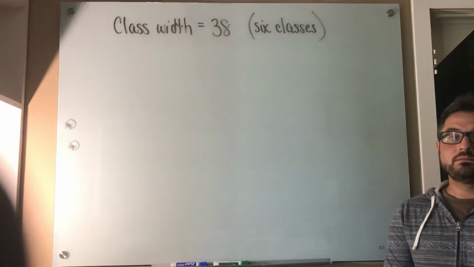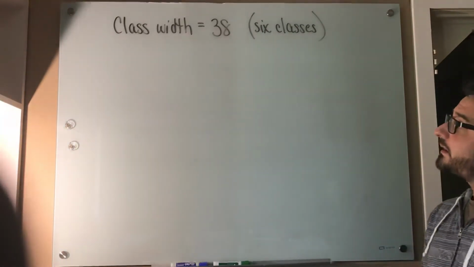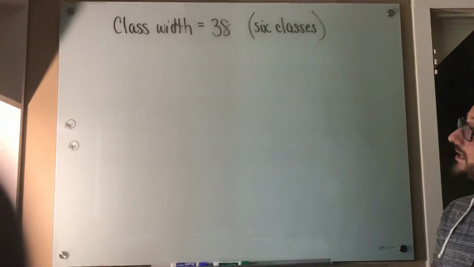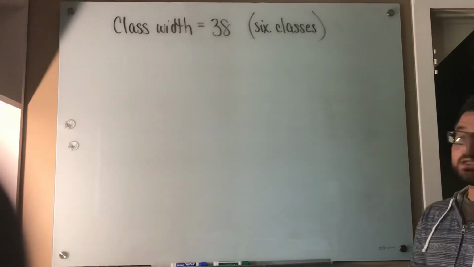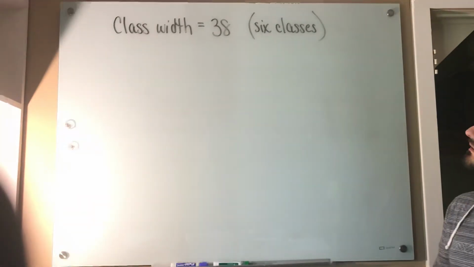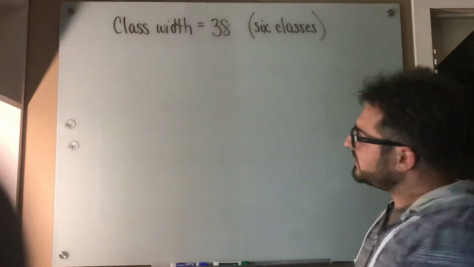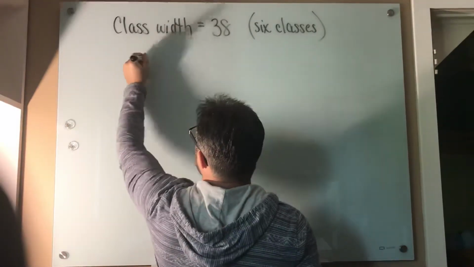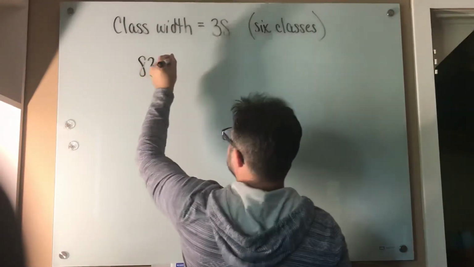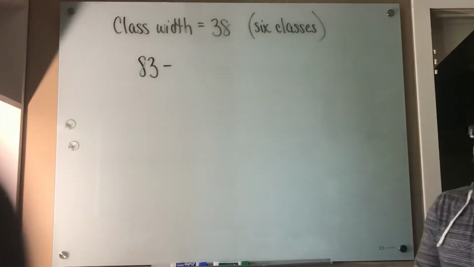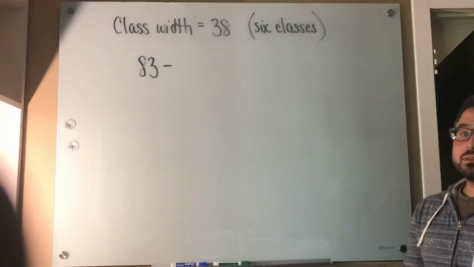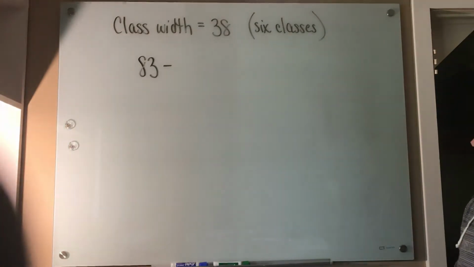Constructing Classes, Part 2. In the previous video, we saw that the class width with 6 classes would come out to be 38. So when we construct classes, the traditional approach, the one that has the least amount of bias in it, because it simply works with the data as it is, is to start the first class at the first data value.